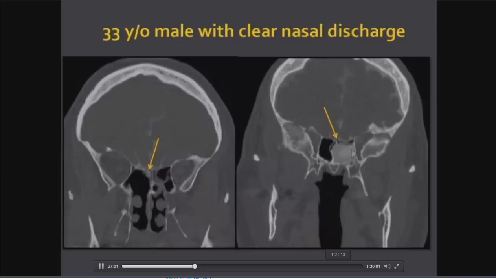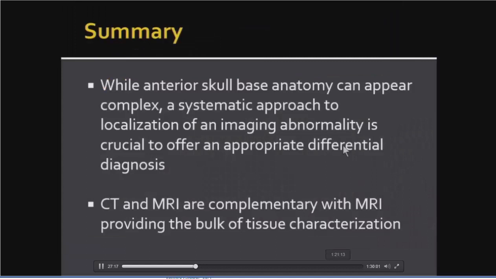And this patient actually had another defect in the top of the sphenoidal bone and a lot of contrast pooling in the sphenoidal sinus. So this teaches us one more important aspect of CSF leak. It can be multifocal. So the fact that you find it in one place does not mean there cannot be more osseous defects. So in summary, the anterior skull base anatomy can look a little bit complex.